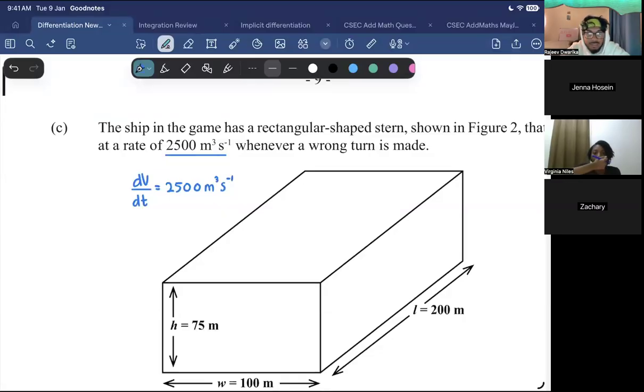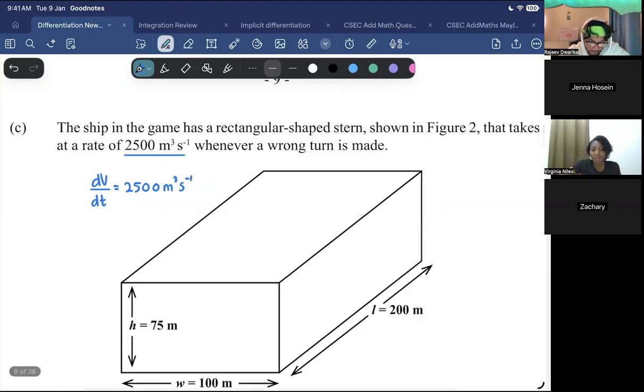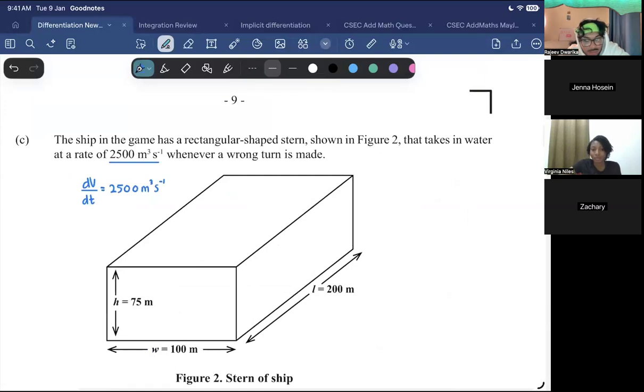You can imagine that this is on water, like in the sea or a pond. If a wrong turn is made, water is going to do what? Splash? Read it back. Okay, the ship in the game has a rectangular shaped stern that takes in water at a rate of 2,500 meter cube per second whenever a wrong turn is made. I don't understand what that was supposed to tell me.